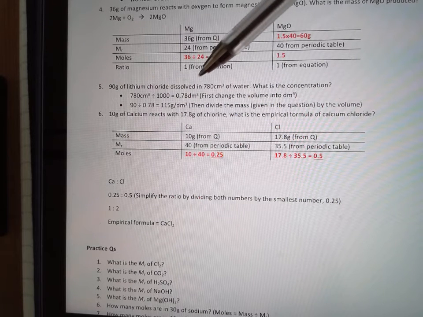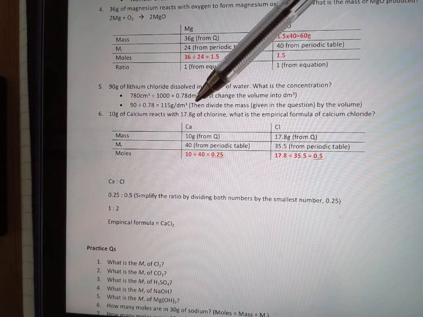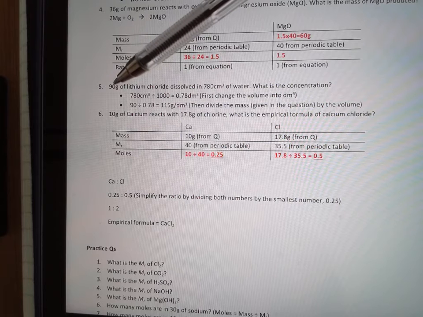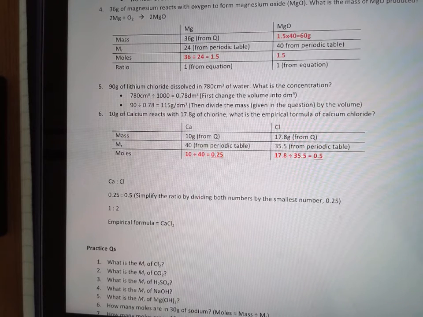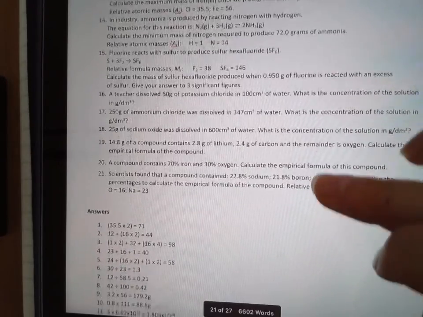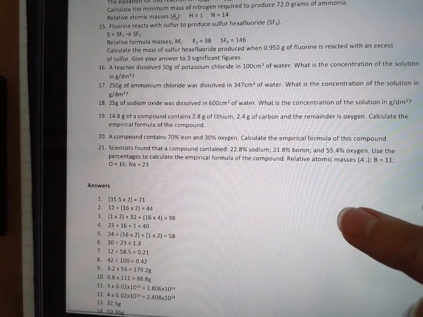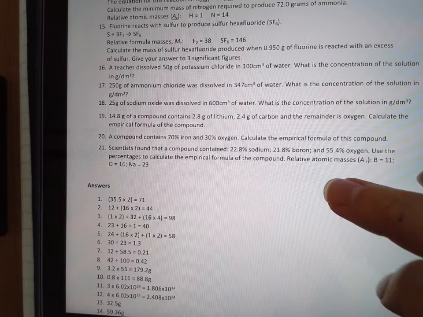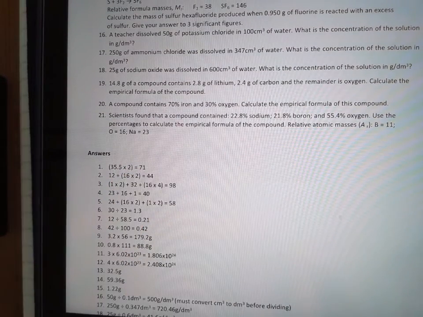The first step, you take the number in front of the cm cubed and you divide by 1000. Then you take the mass, which you're given in the question, and you divide that by your 0.78. So here are a few examples of questions on the next page. Questions 16, 17, and 18 are all examples of this type of question. I'm going to do 16 with you and then ask you to do 17 and 18 for yourself.